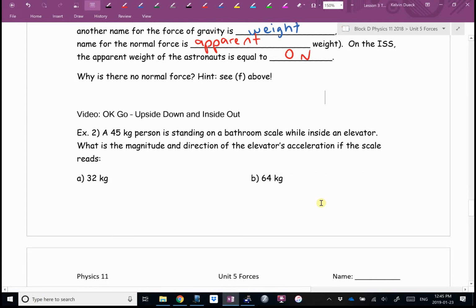Answering your question now, Riley. Example 2, I think, matches the last question from the homework. I didn't do an example like this. So it says this. A person is standing on a bathroom scale while inside an elevator. I think we're talking about a normal force. Okay. What is the magnitude and direction of the elevator's acceleration if the scale reads 32 kilograms, 64 kilograms? Okay.